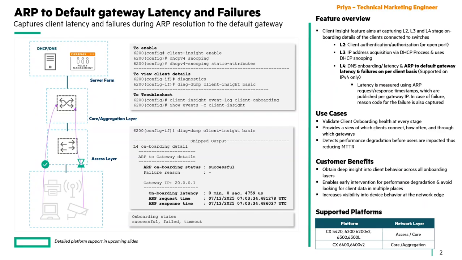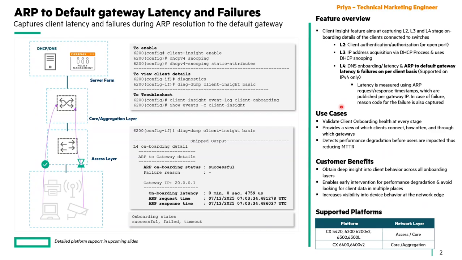So ARP latency is measured per gateway IP using request and response timestamps, and failures are logged with the reason code as well. So this is how the feature basically works. So let's talk about the use cases of this feature.